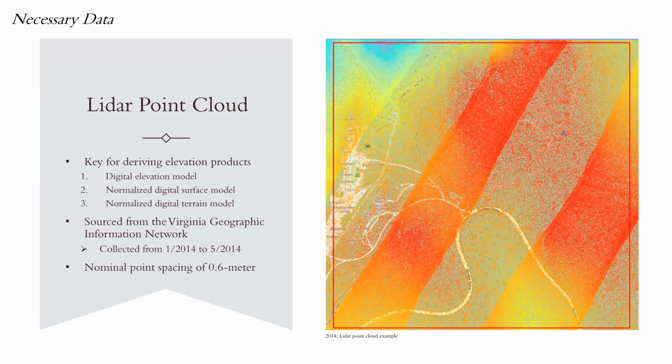I plan to use LiDAR data to create different elevation products as well. This includes a digital elevation model, a normalized digital surface model, and a normalized digital terrain model. The LiDAR was sourced from the Virginia Geographic Information Network and was collected in the winter of 2014 with a nominal point spacing of 0.6 meters. An example of this is shown on the right with flight lines visible in the LiDAR points collected over the park.